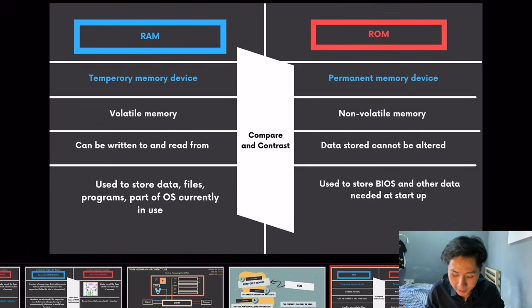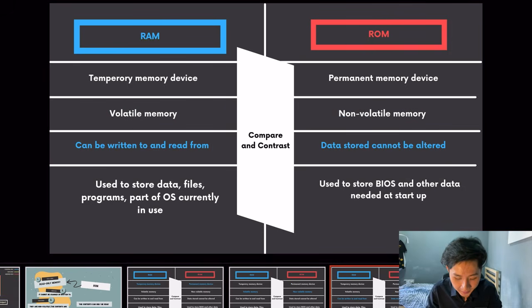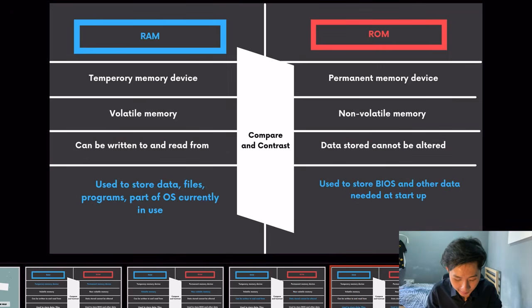And here are some differences between RAM and ROM. RAM is a temporary memory device. When you power off your device, the content will be lost. ROM is permanent. RAM is volatile, and ROM is non-volatile, like what we said. For RAM, data can be written to or read from, and as for ROM, the data stored cannot be altered. RAM is usually used to store data files, programs, and part of the OS currently in use. And ROM is used to store startup programs like the BIOS.